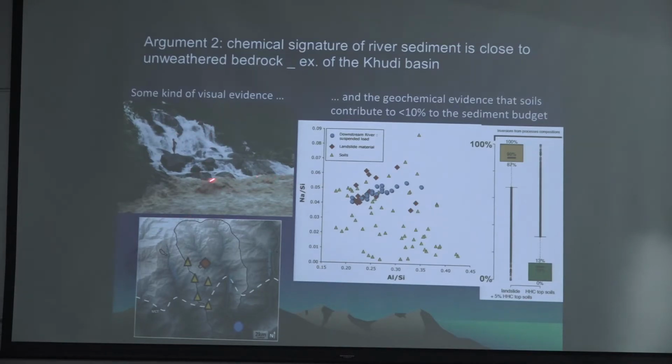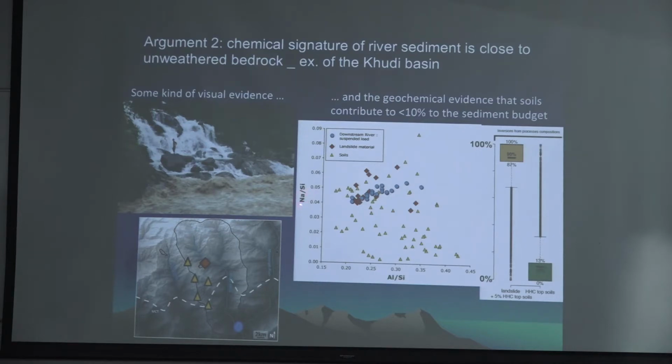So that is the first qualitative argument, and now a more chemical argument. If we compare the sediments, the suspended load coming out from the basin, whether during monsoon or outside monsoon, suspended load or sand, we get in terms of geochemistry this ratio of sodium over silicon versus aluminum over silicon. This ratio is what is interesting, as it gives us an idea about the weathering of the material.